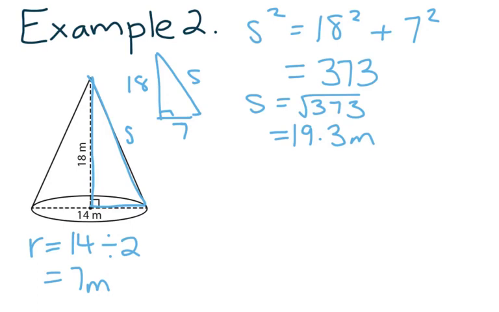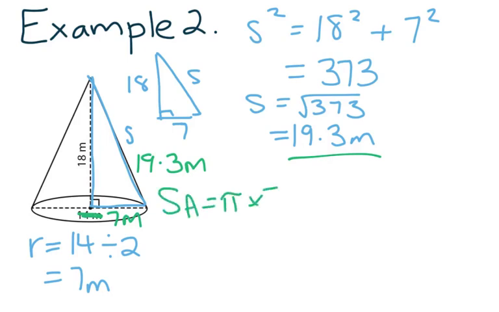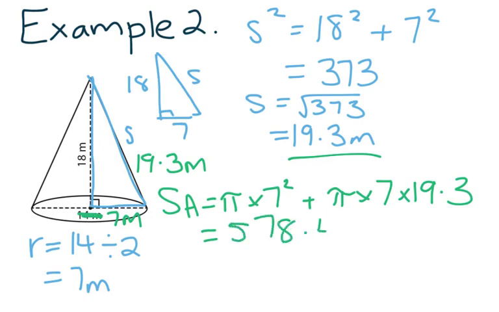So now that we have the slant height there, we can put it on our diagram if we want to. And we can also put 7 metres as our radius. We can now find our surface area. So it's pi times 7 squared plus pi times 7 times 19.3. And again, we just pop that into the calculator to get our answer, which is 578.4 metres squared for that one.